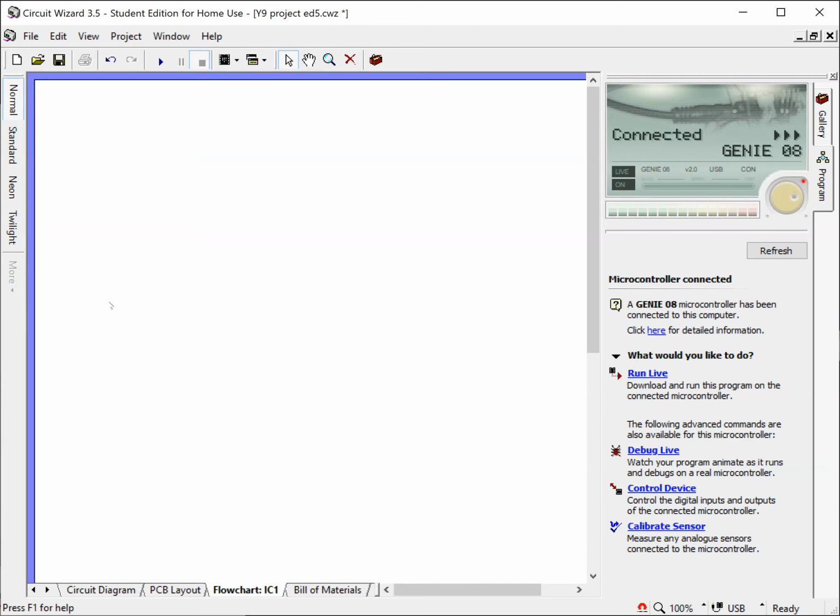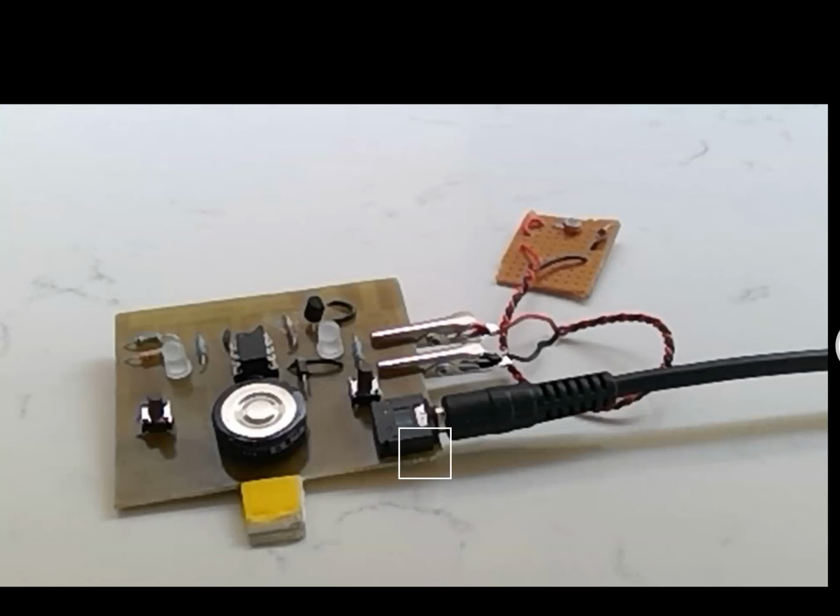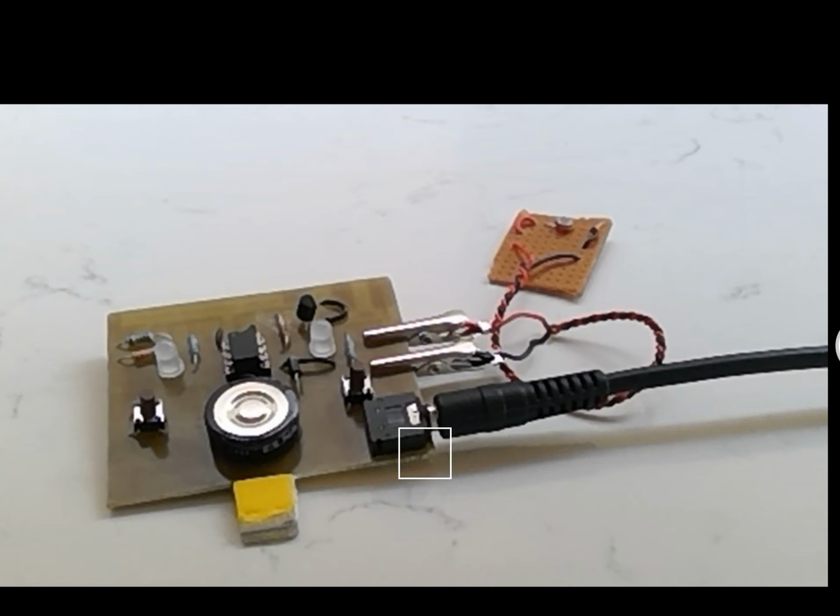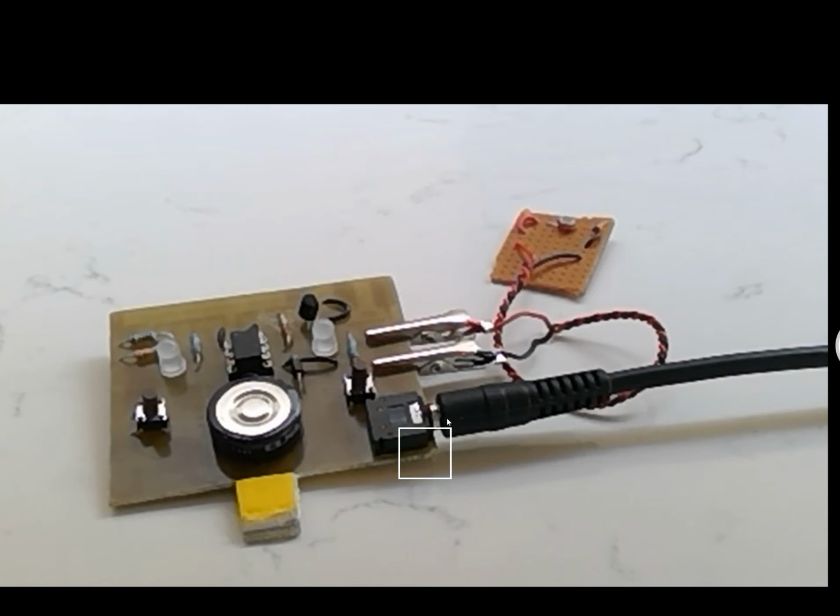Alright, so we're going to have a look at the analog input, how we can do that, or how we can work that with the Genie. If you just pop to the camera, you can see I've got my Genie cable connected to the board. I've also, through some crocodile clips, got an LDR analog component connected to the input of my board, effectively pin 6, I think, of the microcontroller, the Genie 08.